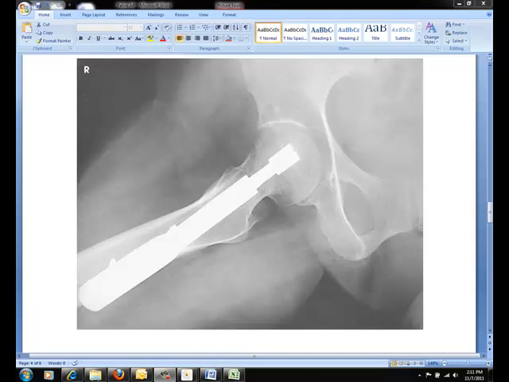Compare this to the next method that we see, the Lauenstein-Hickey method. One thing you may notice from this image is the foreshortening seen in the femur. This is due to the fact that the knee is elevated from the table.